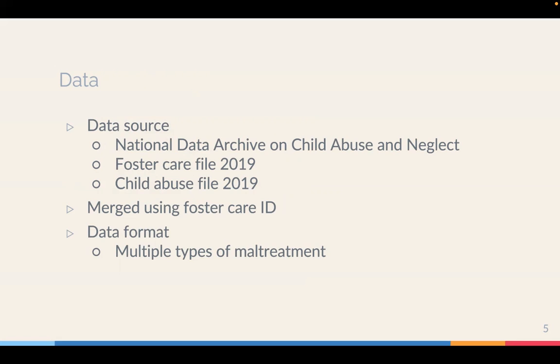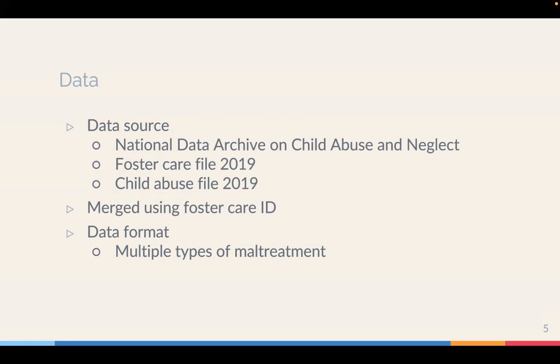And so I merged these two data sets together using the foster care ID. So only children who were placed in foster care are in this final merged data set. So not all children in the final data set have a report of child abuse, because if they were placed in foster care prior to 2019, that report of child abuse would have been from previous to 2019, and I only had the data set for the child abuse records from 2019.